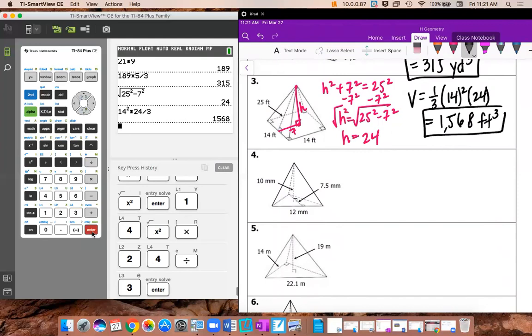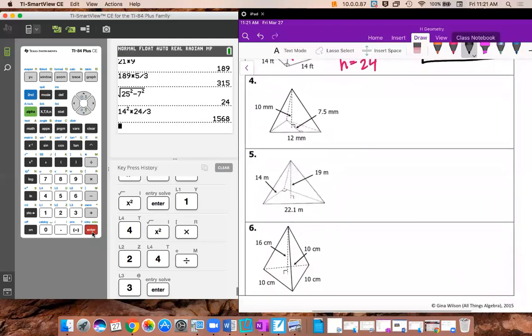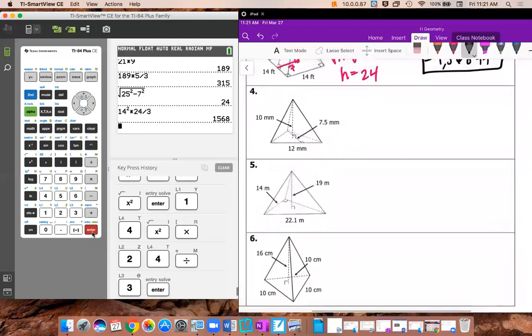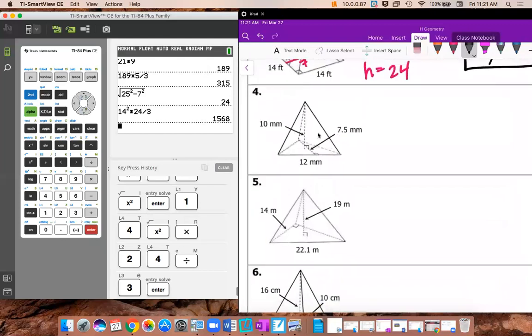Okay, so now we're going to step away from squares and rectangular bases. We're going to go now to triangular based pyramids. So this first one, it has a triangle, and it looks like they give us the base of the triangle and the height of the triangle, because this hits at 90 degrees right here. So let's just start by finding the area of that base. So we're going to do 12 times 7.5 and then cut it in half because it's a triangle.